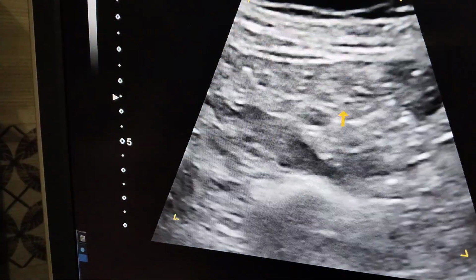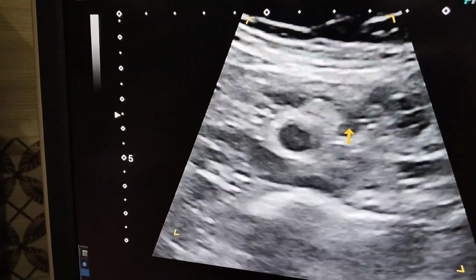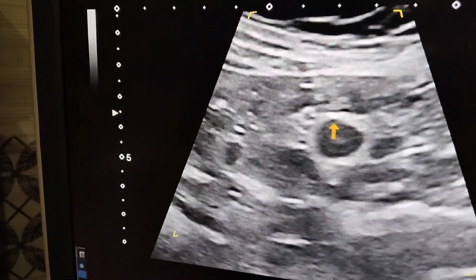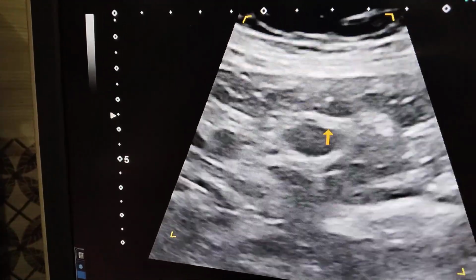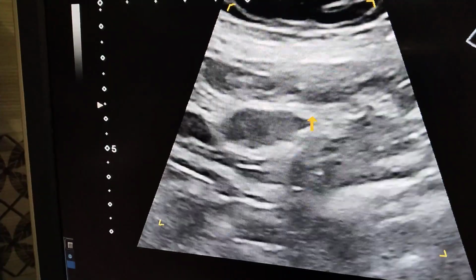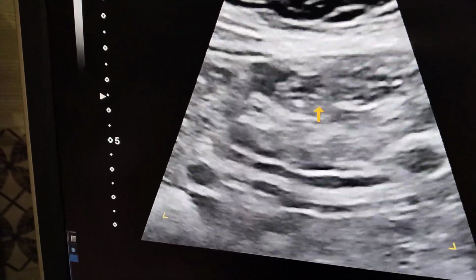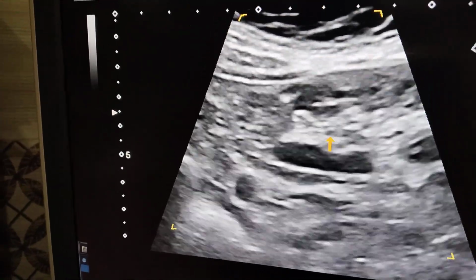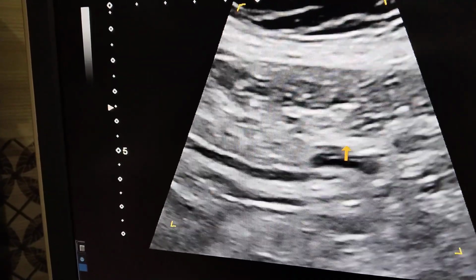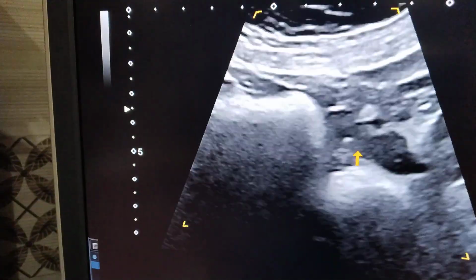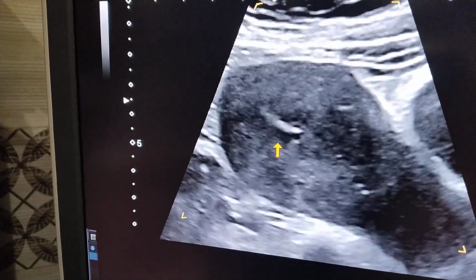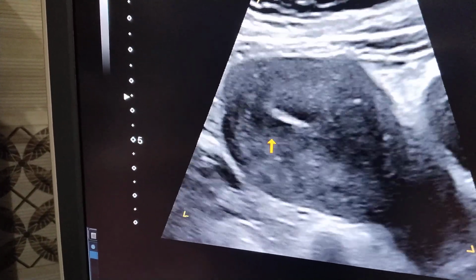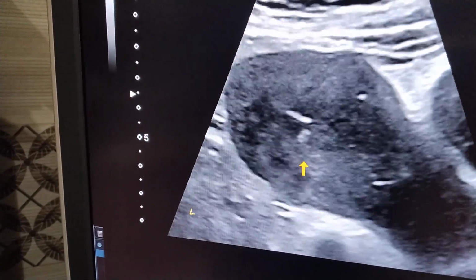So it is likely the case of omental endometriosis as well as the adenomyosis of the uterus. This lady is getting treatment from different doctors, but she is not getting relieved.